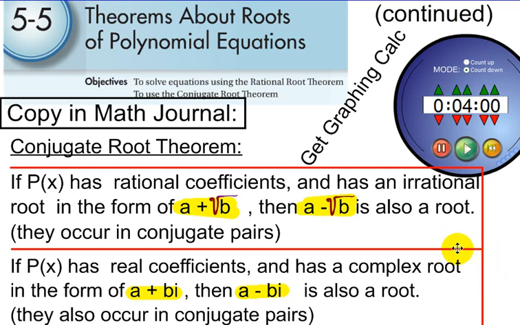Okay, this is Mrs. Downey, and we're going to wrap up 5.5 today, theorems about roots and polynomial equations. We're going to do the last problem set, turn it in, and then we're going to move on to 5.6. And we're going to work with graphing calculators, so I'll be passing those out while you're copying these notes. I'm going to give you 4 minutes, and then we'll begin.